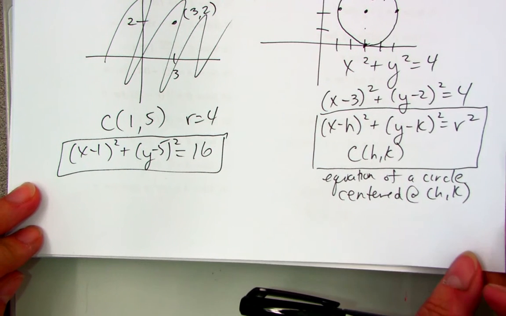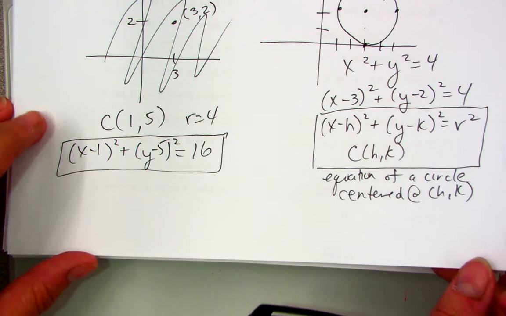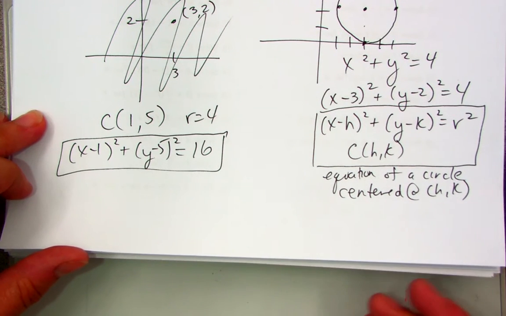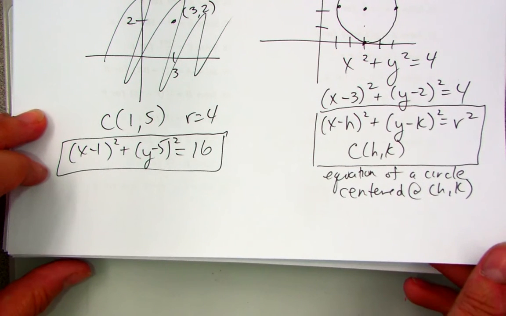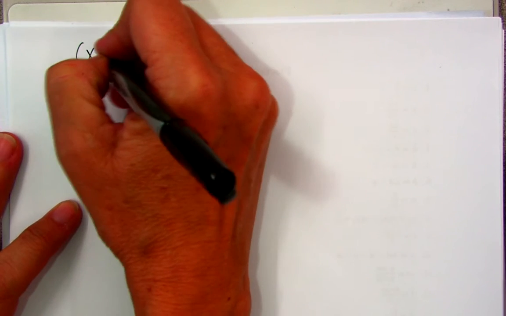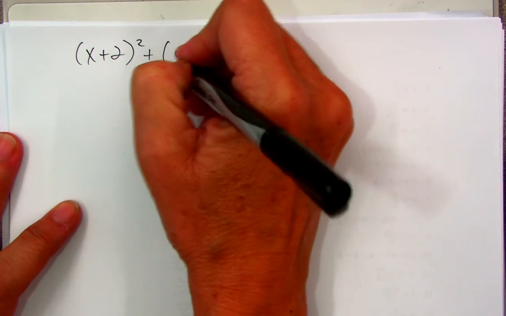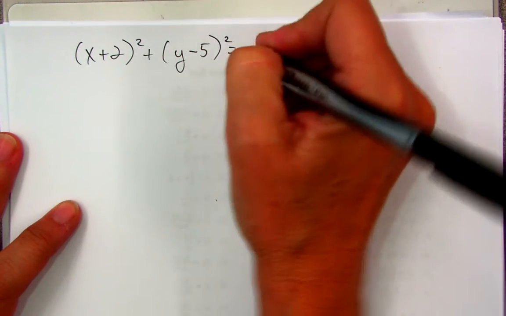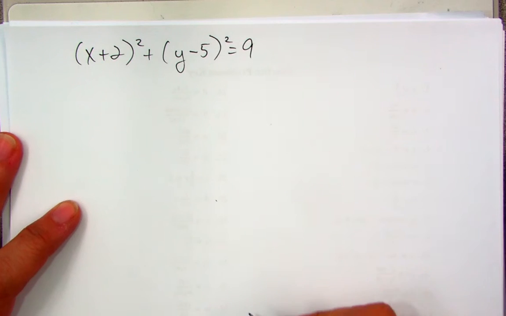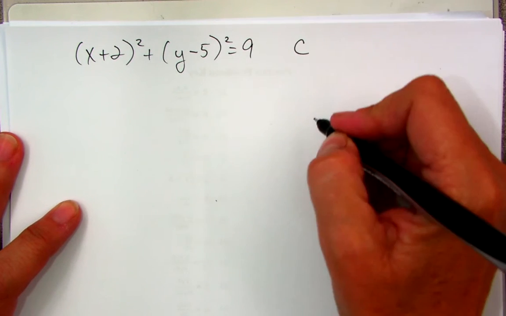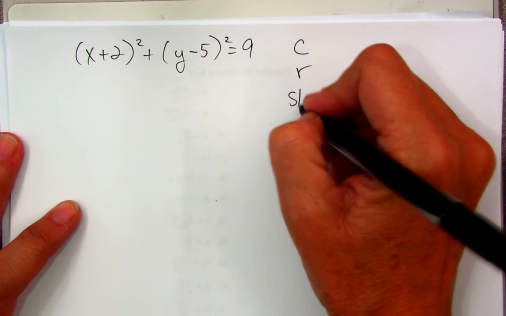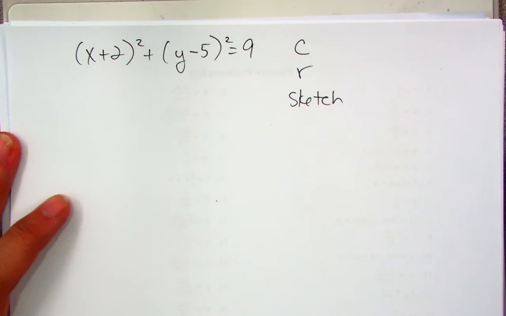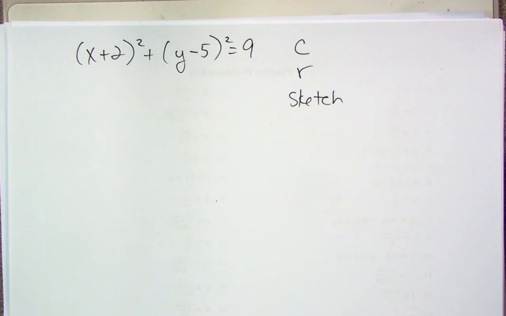Is that okay? Not just raise your hand or something, but get my attention. I want you to tell me what the center is, what the radius is, and I want you to give me a rough sketch of it. Of that circle.